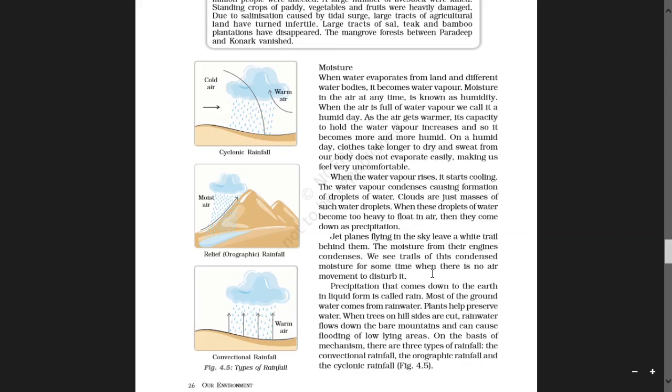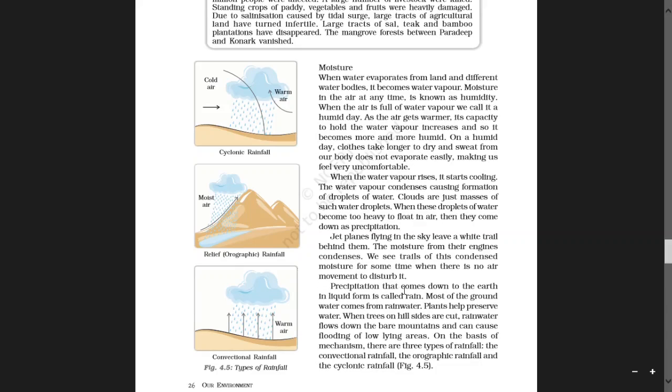Then, see towards the left margin of this page, figure 4.5. Different types of rainfall have been given here: cyclonic rainfall, orographic rainfall, and convectional rainfall. You have to know how to draw this, so practice this one.